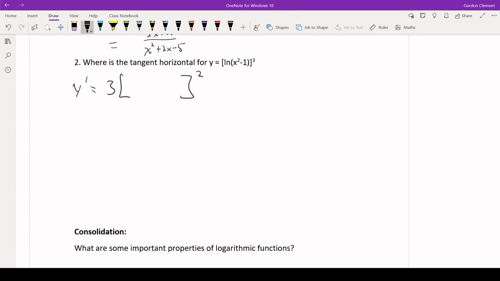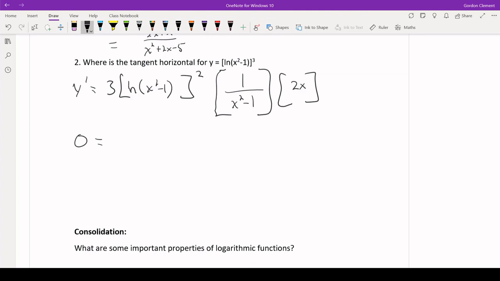But the 3 is going to come down, become a 2. The inside is going to stay exactly the same. And then multiply by the derivative of the inside. The derivative of the inside is a log of a function, so you get 1 over, instead of x, 1 over that function. And then we're going to have to multiply by that function's derivative, which is 2x. And we're solving where this is 0.